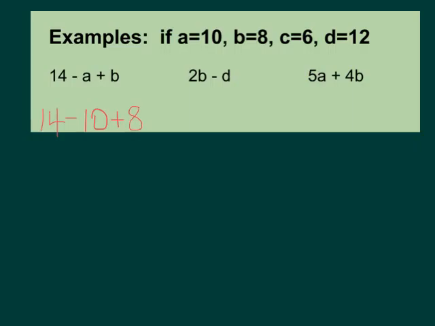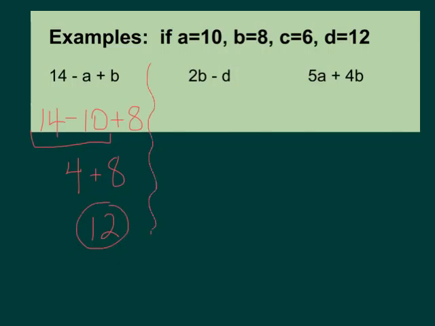Now we just proceed. Order of operations says, look at what you've got. We've got a subtract and an add. Add and subtract are considered the same operation, so we just need to do those steps from left to right as they appear. 14 minus 10 is 4. Bring down plus 8. 4 plus 8 is 12. So the value of this expression, given these values for A and B, is 12.